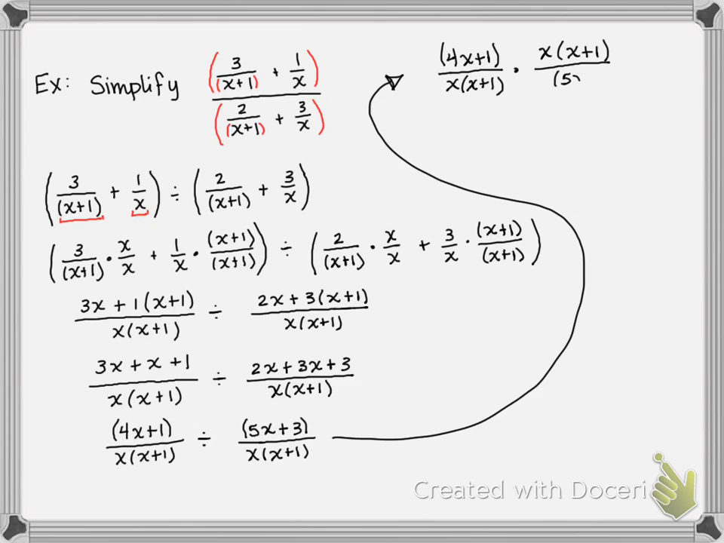Over 5x plus 3. So the nice thing about the fact that we have the same LCM in both the numerator and denominator is that whole thing just cancels when we divide. So we're going to end up with 4x plus 1 over 5x plus 3.